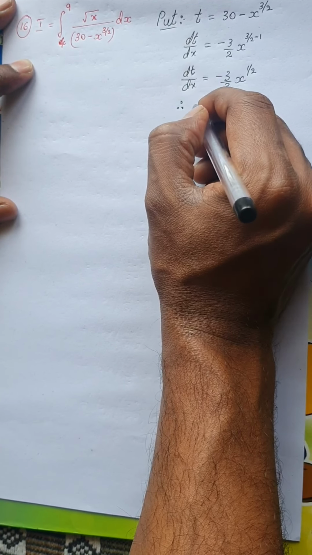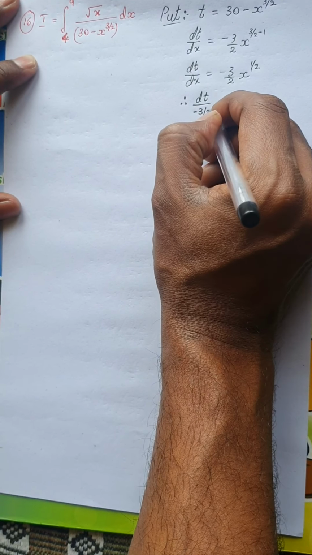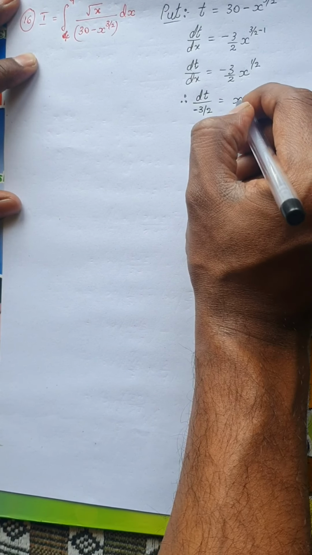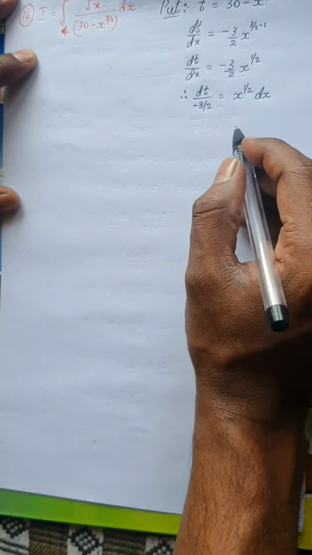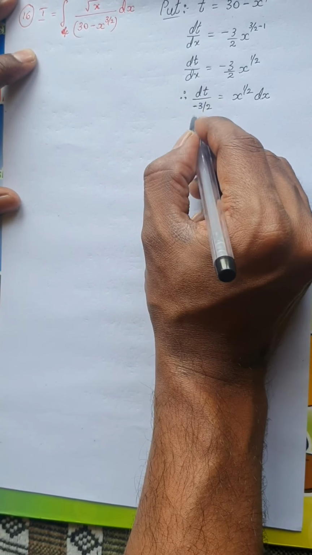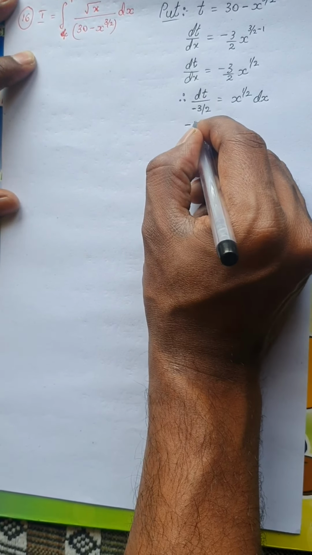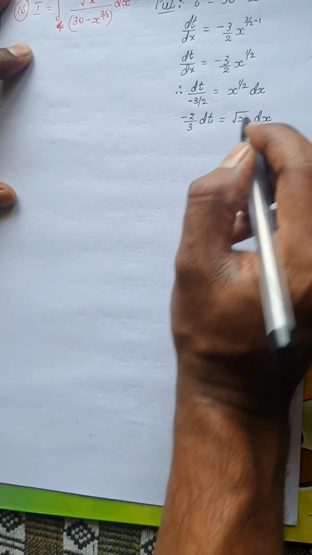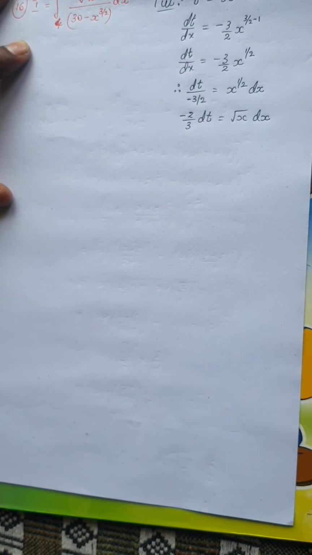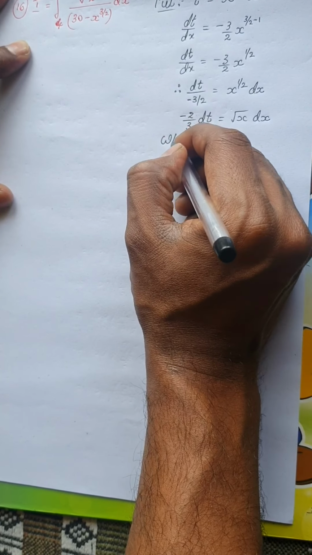Therefore, let us make some arrangements. dt divided by minus 3 by 2 would be x power half dx. Let us make one more arrangement. Now this is of the form reciprocal of minus 3 by 2, so minus 2 by 3 dt would be nothing but x power half, meaning root x dx. My substitution part is over, but remember I have to change the limits now.